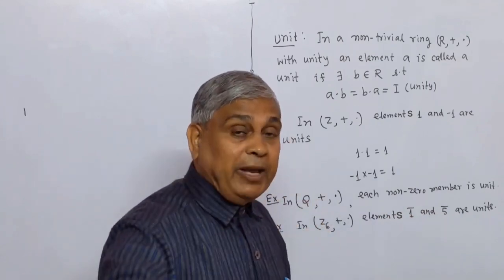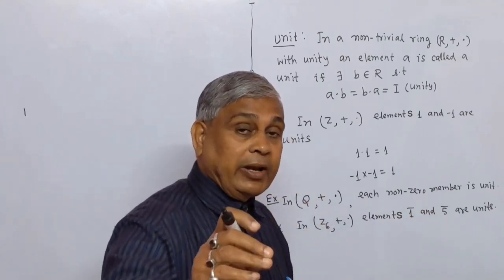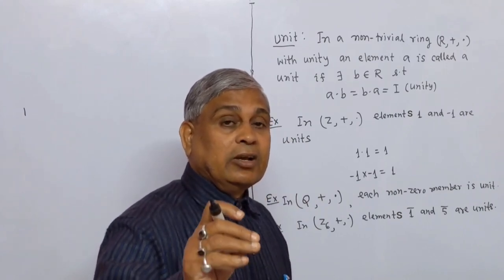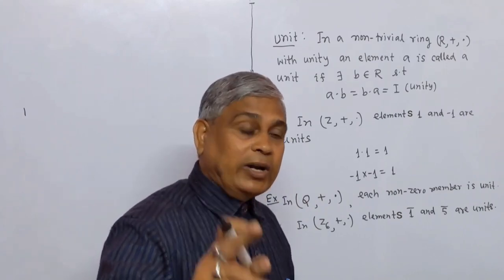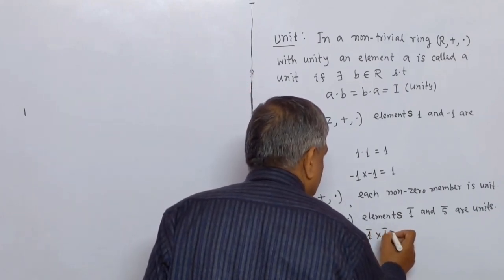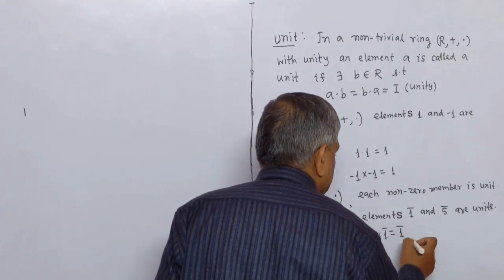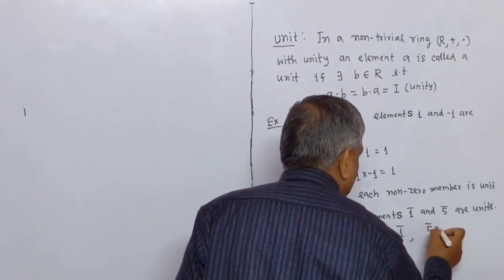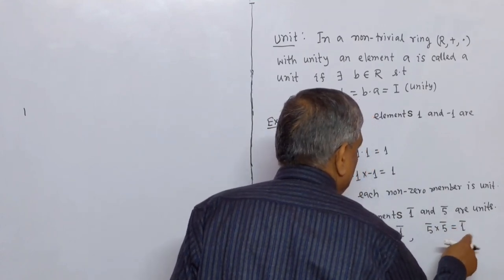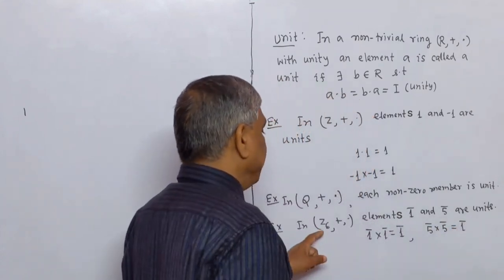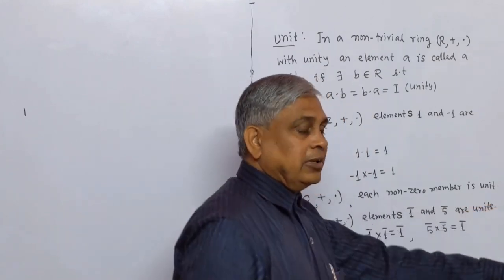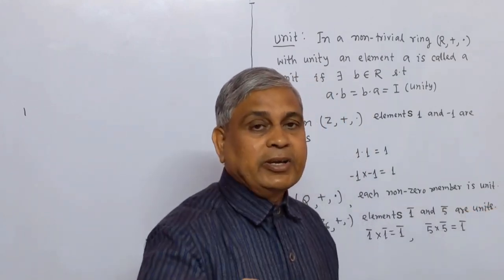5 bar multiplied by 5 bar equals 25 bar. When 25 is divided by 6, we get remainder 1, that is 1 bar. Here 1 bar multiplied by 1 bar equals 1 bar, and 5 bar multiplied by 5 bar equals 1 bar. This is the unity of Z6, 1 bar. But 5 bar is a unit since it has a multiplicative inverse.